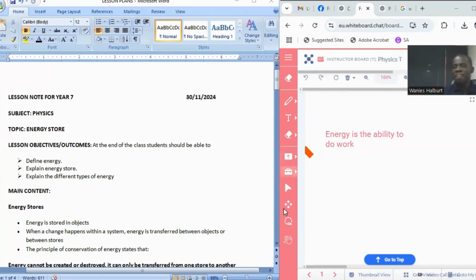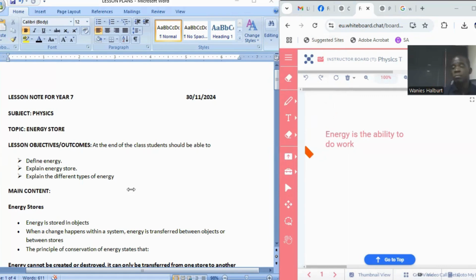Today we are in for a new topic, not new per se, but a continuation of our concept on energy. Today we'll be looking at an aspect referred to as energy store. We have three basic learning objectives.